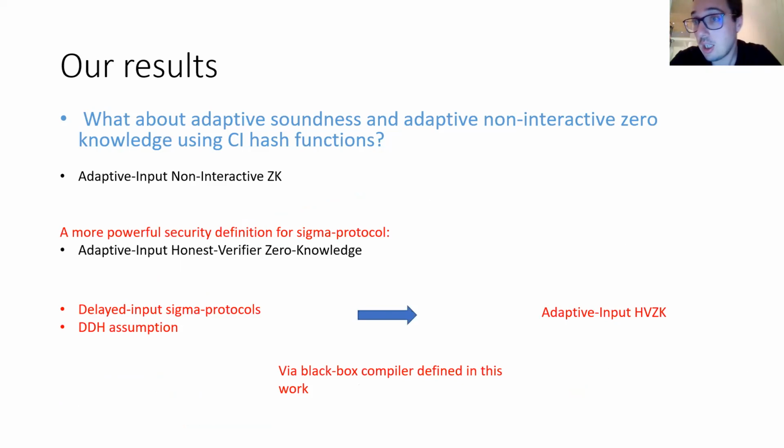The third and the most technical of our results is a general compiler that, under the DDH assumption, adds this property of adaptive input honest verifier zero knowledge to any sigma protocol for which this definition makes sense, which is the class of all the layered input sigma protocols that I'll briefly describe later.